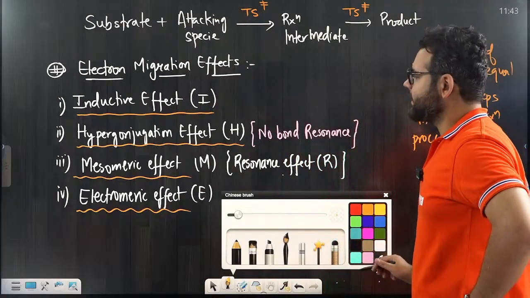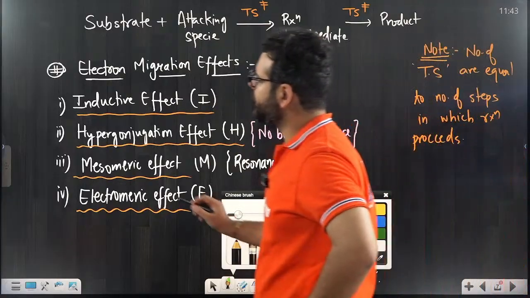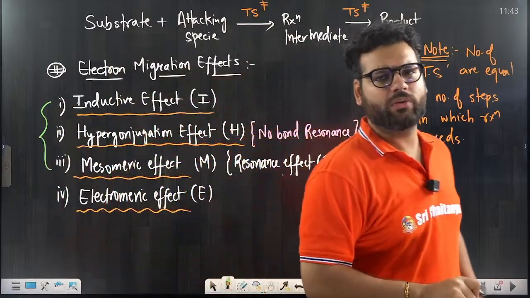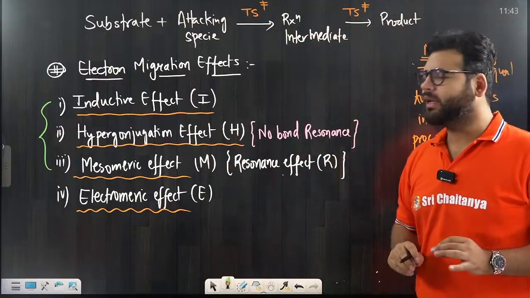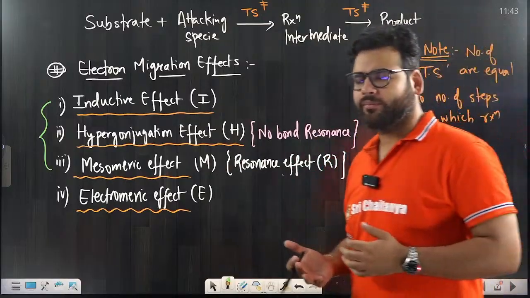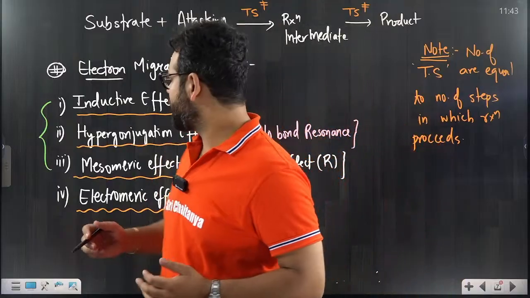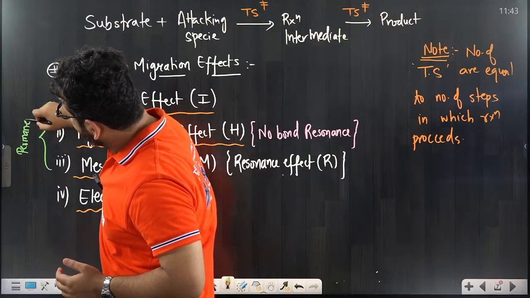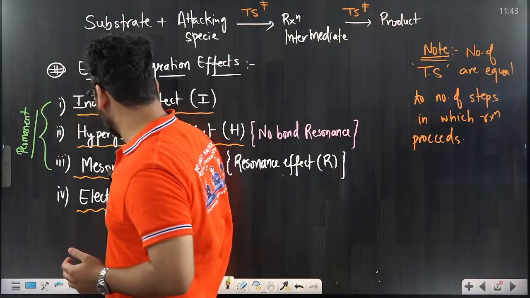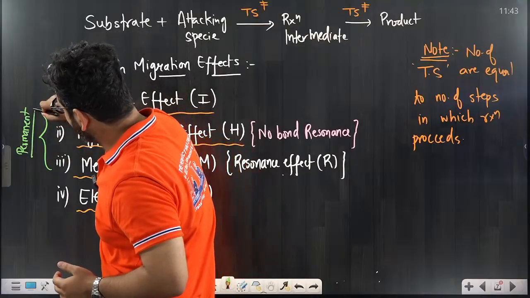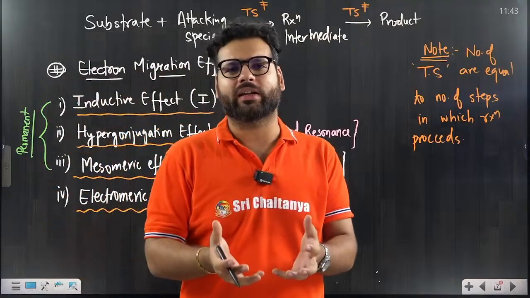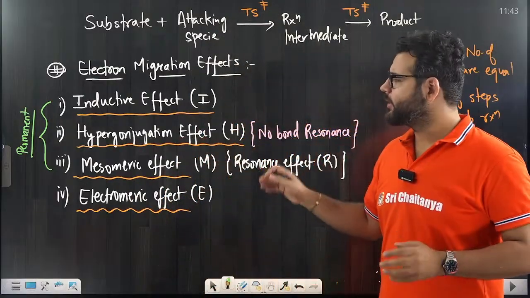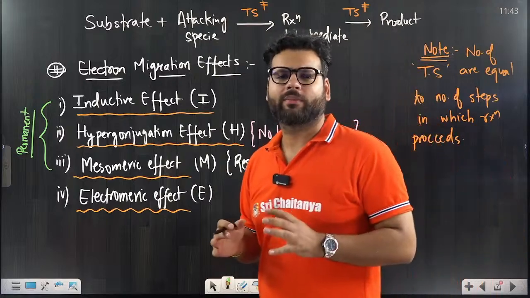Because the very first three that we have written here, these are permanent effects. So whenever any organic molecule is given to you, the inductive effect, hyperconjugation and mesomeric effect will always be present. These types of electron migrations are permanent. Permanent means if I take something like phenol and keep it inside a container, in phenol the inductive effect will be working all the time, and the resonance or mesomeric effect will be working all the time.